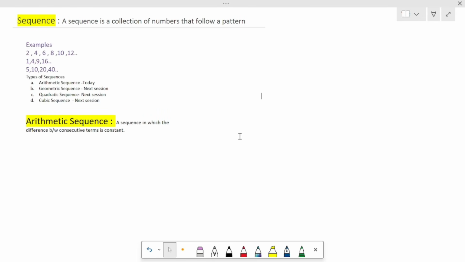So today's topic is sequence, and as we know, a sequence is a collection of numbers that follows a pattern. If you see the example, the pattern here is 2, 4, 6, 8, 10, 12. So this is the first example. In this example, it is following a pattern of increasing the number by 2. Like if I see 2, 4, 6, 8, and 10, what we are doing here is adding 2. So there is a certain pattern that it follows, so we call it a sequence.